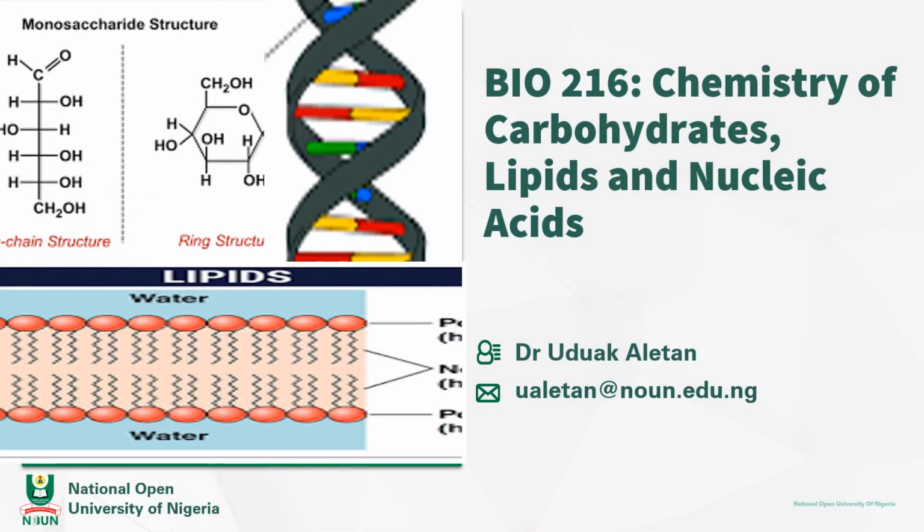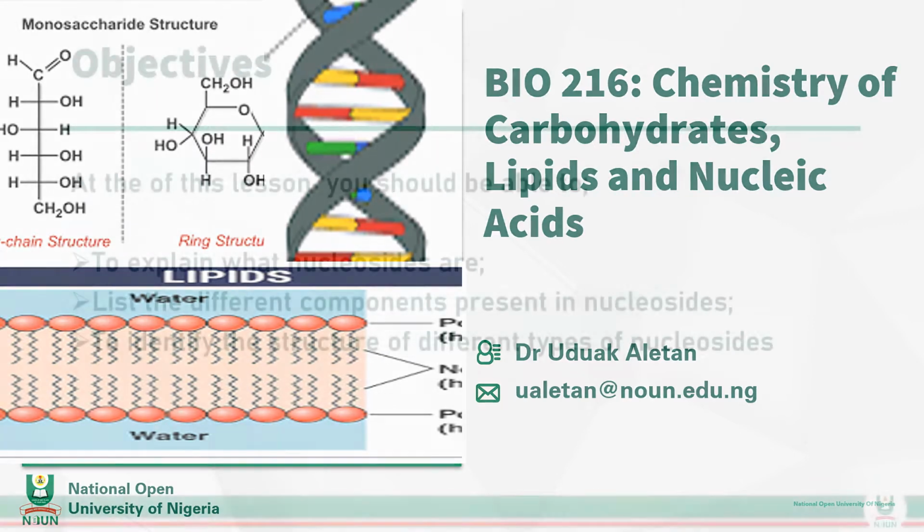This is Bio 216, Chemistry of Carbohydrates, Lipids, and Nucleic Acids. We have so far dealt with some aspects of the carbohydrates and lipids. Now we're looking at the nucleosides. To start the nucleic acids, we have to consider some of the parts of the nucleic acids. So today we'll look at the nucleosides.